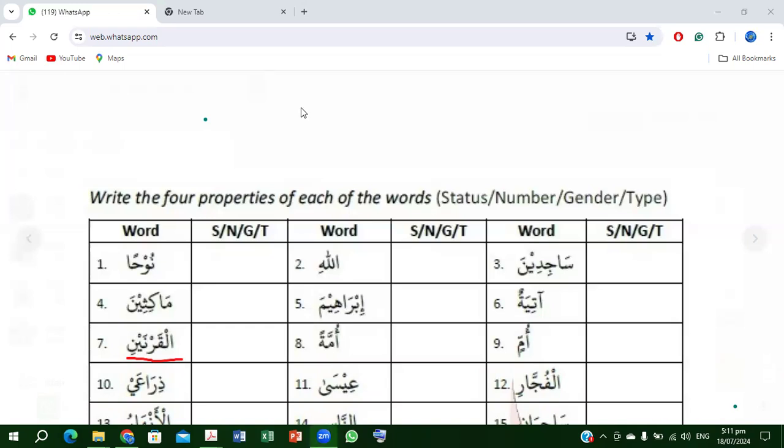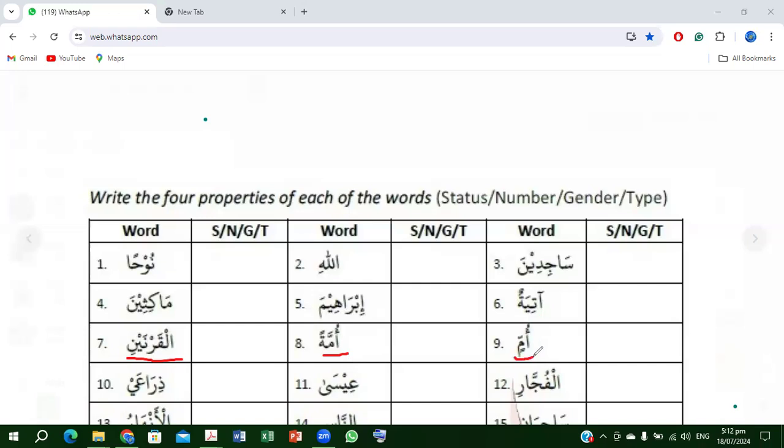Okay. Shifa, next. Ummatan. Very easy. Quickly. Ji ma'am. Ummatan, first status is nasab. Perfect. And gender is female because ta marbuta is there. Yes. And number is singular. Yes. And type is common noun. Perfect. Barakallahu fiki. Ibrahim, next.